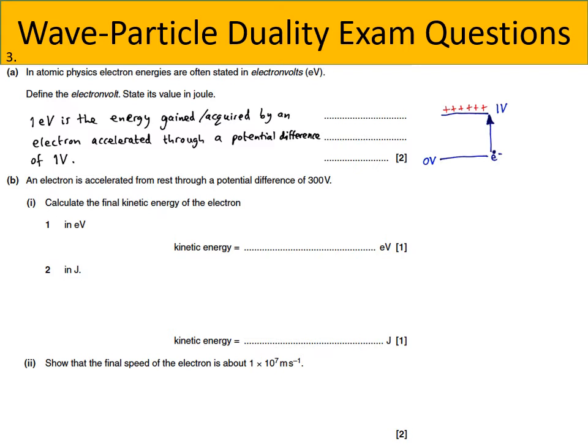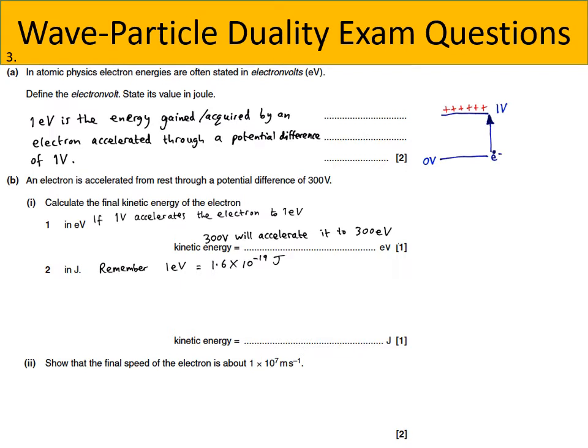Part 1, calculate the final kinetic energy of the electron in electron volts firstly. So if 1 volt accelerates the electron to 1 electron volt, then 300 volts will accelerate that electron to 300 electron volts. So the answer is 300 electron volts. Part number 2, in joules.